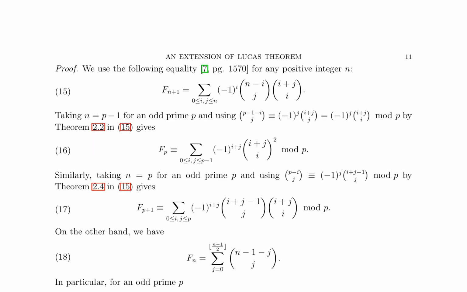Lucas's theorem is extended by presenting a series of congruences related to the Fibonacci sequence modulo an odd prime p. An equality involving the Fibonacci number fn plus 1 is established, which leads to the derivation of congruences for fn and fn plus 1 modulo p. This is achieved by leveraging theorems 2.2 and 2.4, and manipulating the summations using the properties of the Fibonacci sequence.